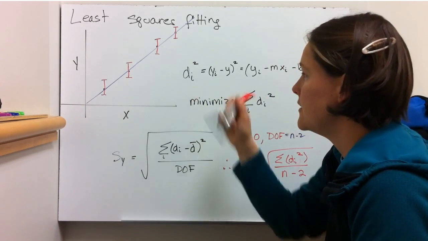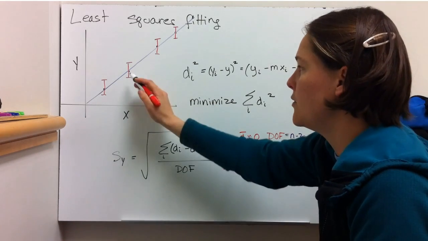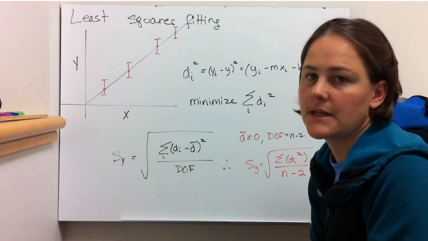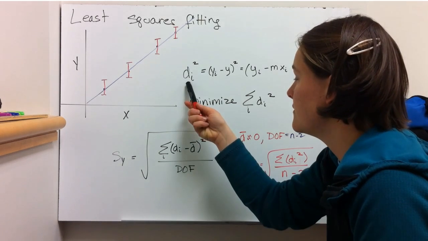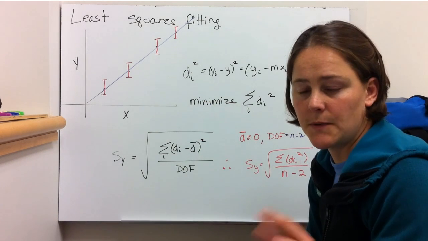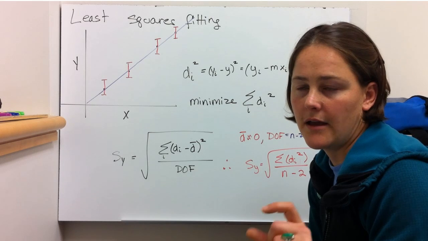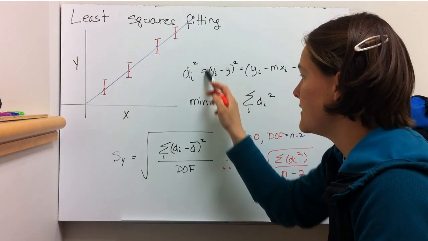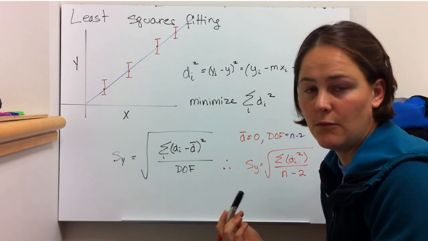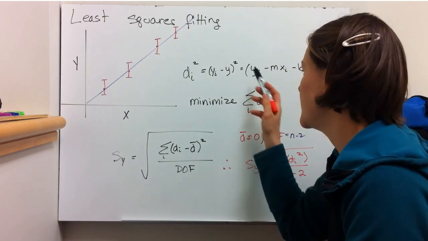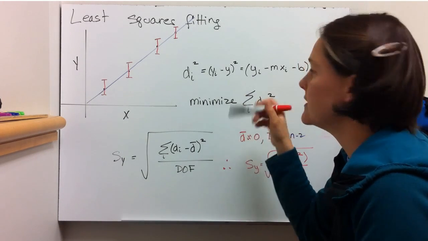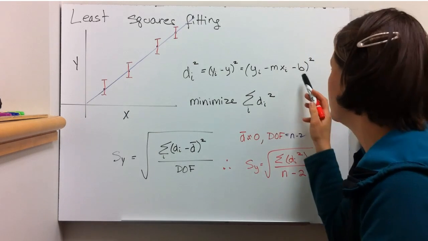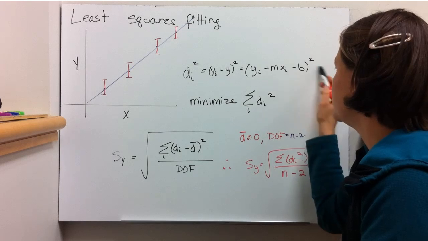And so you square it because there's got to be a point below the line and a point above the line, and in order to deal with the negatives, you just square it. So basically d_i squared, the distance between each value in y and the line, you basically have that y value minus y from the equation of the line, squared. Since y equals mx plus b, you have (y_i minus (mx_i plus b)) squared.